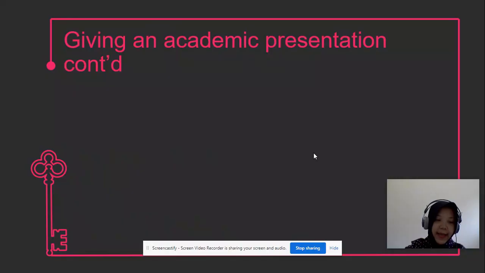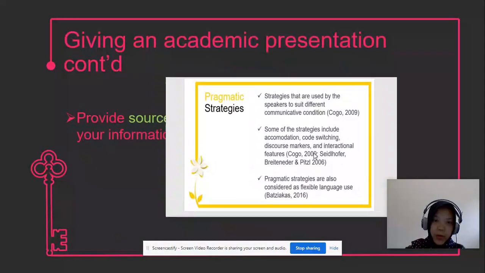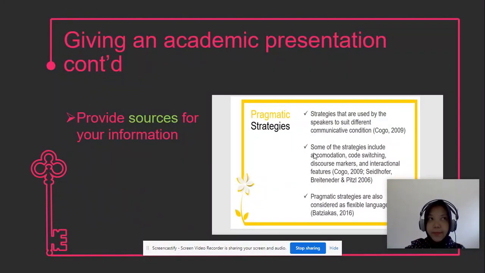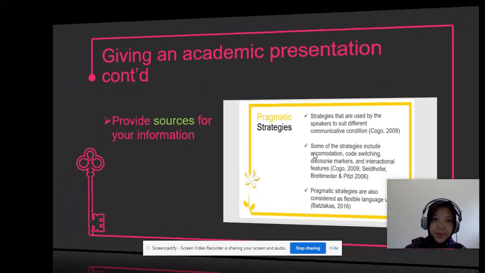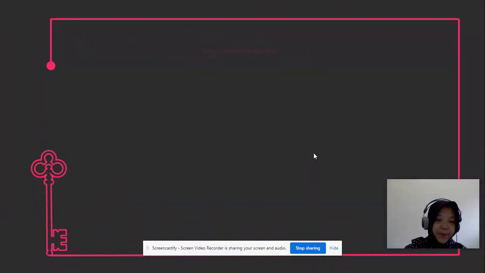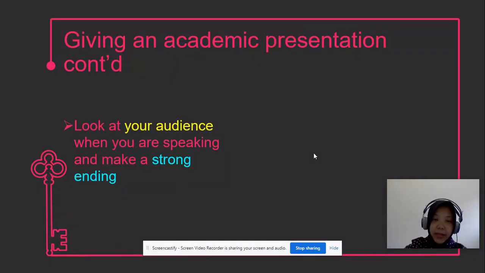Another principle is that you provide sources for your information, or in other words, we can say that you are being reliable. As you can see from the slide, pragmatic strategies, you provide the information and also sources for your information to support your argument. So be reliable.